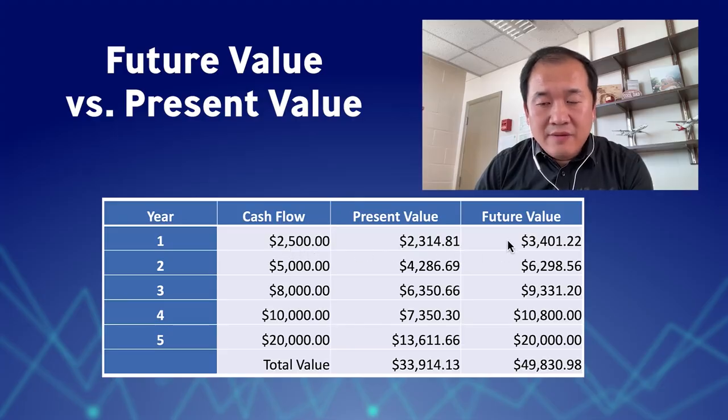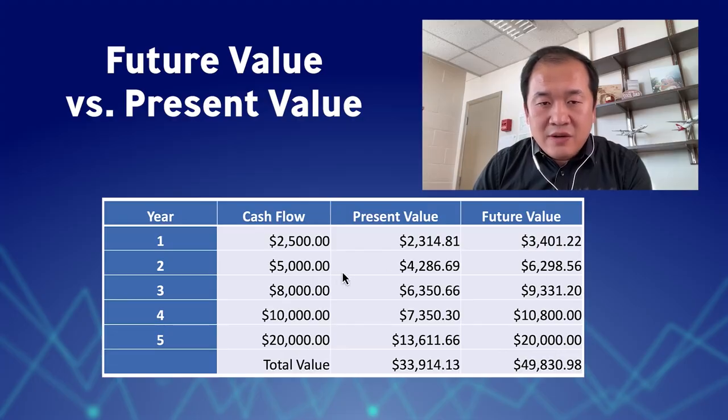And the future value, which is to convert $2,500 to the end of year 5, so that's 4 years later, is calculated as 2,500 times 1.08 to the power 4. Because you will invest this $2,500 and compound it four times, and you will receive this number.